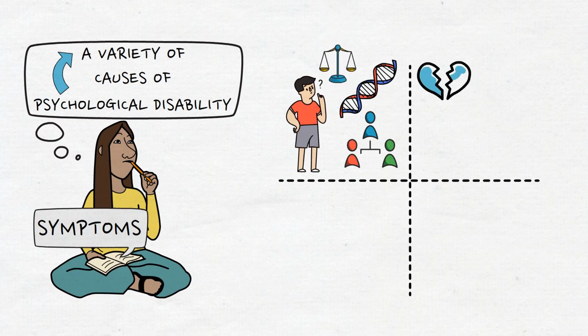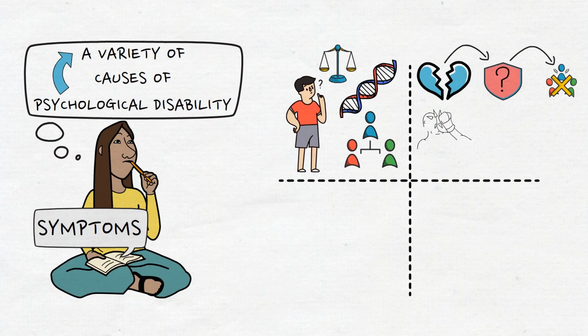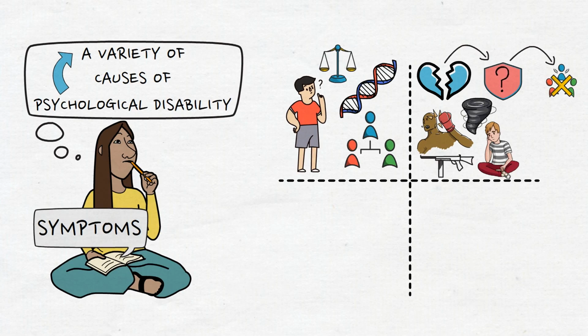Trauma is another known cause of psychosocial disability. Trauma works by disrupting a person's sense of safety, stability, and control, and by affecting their ability to form and maintain relationships with others. Trauma can encompass various events such as abuse, neglect, natural disasters, war, and violence, and can trigger emotional and psychological reactions, including anxiety, depression, PTSD, and other mental health conditions.